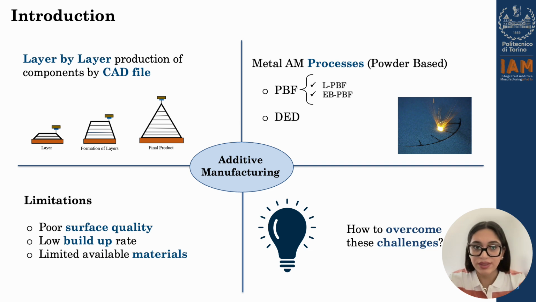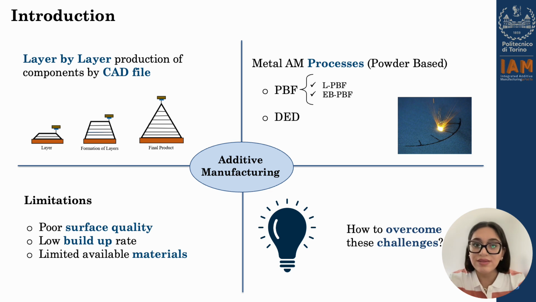Additive manufacturing, as one of the most important pillars of Industry 4.0, enables us to produce complex shaped geometries in a layer-by-layer manner starting from a CAD file. This process for metals can be classified into two main groups: powder bed fusion and directed energy deposition. AM as a new technology has some advantages and disadvantages. In terms of advantages, it offers freedom of design and customization.